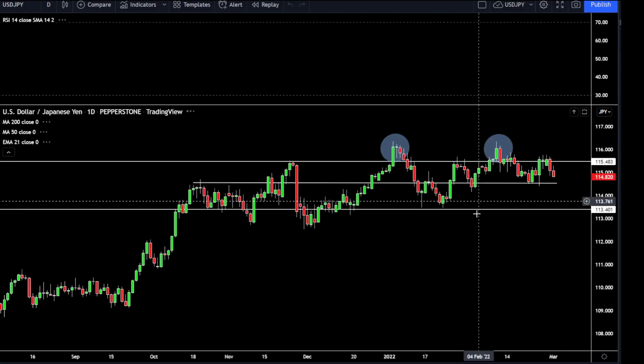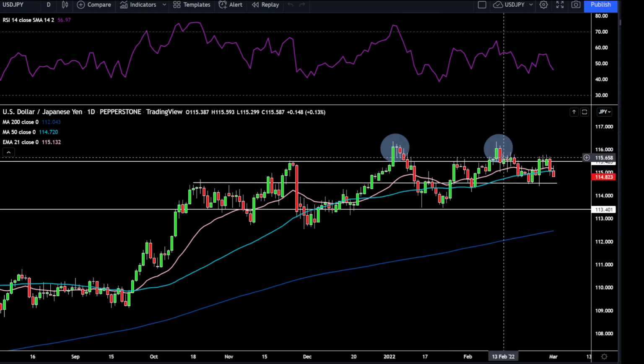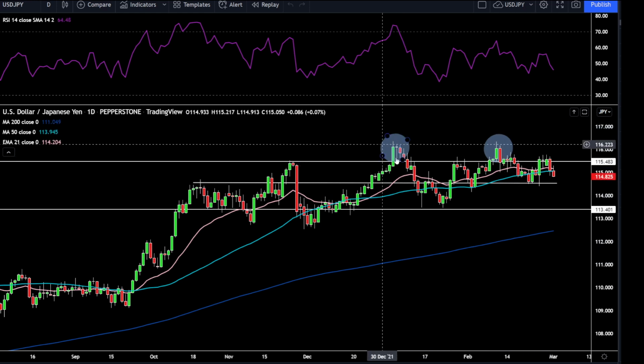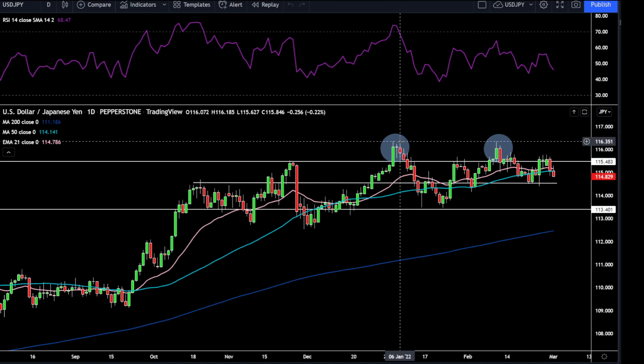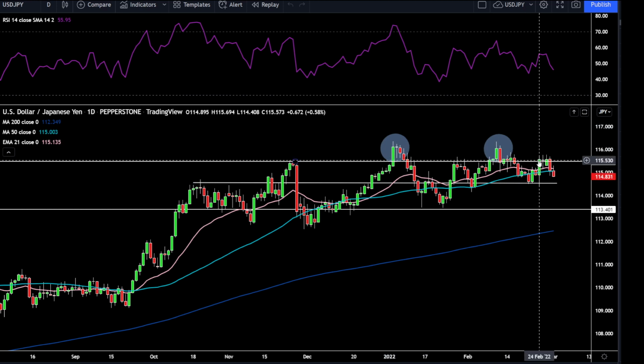Let's move on to US dollar JPY. I did some analysis on this on the weekly close on Friday. With the shaded circles here, we're potentially seeing a double top, as price just broke above that resistance at 115.4, and now it's come back down.